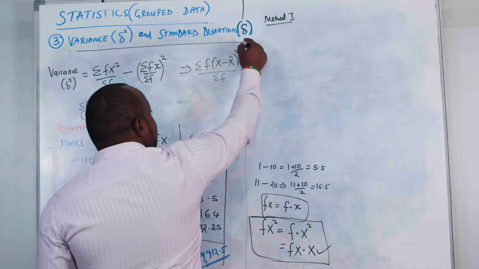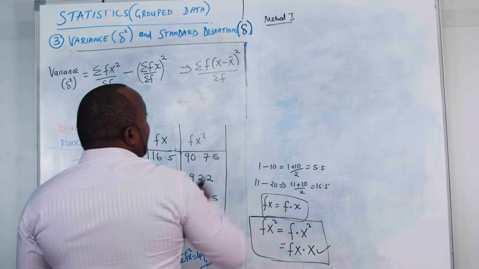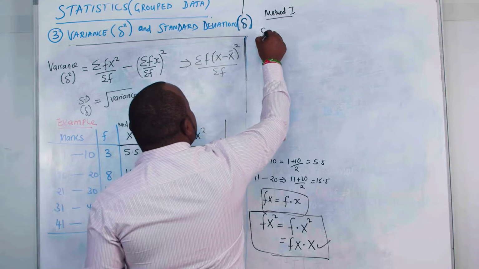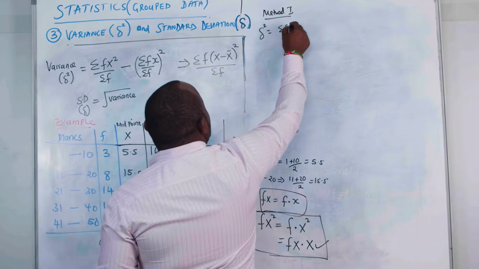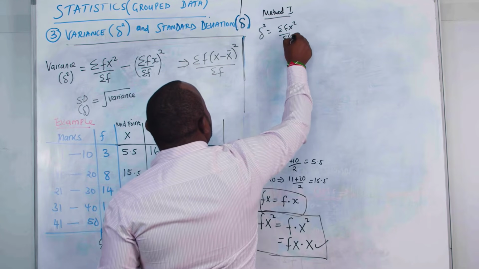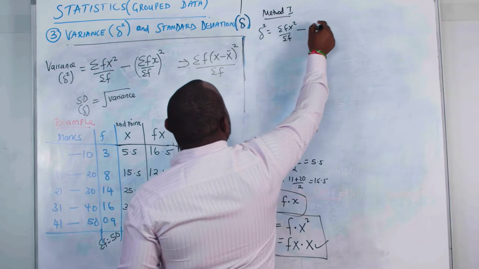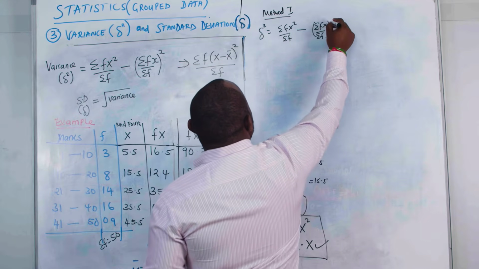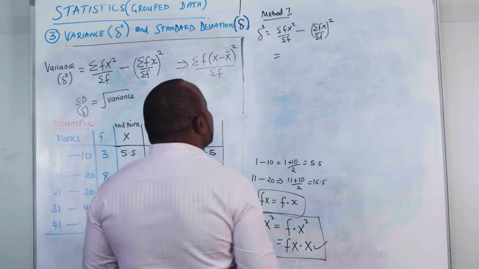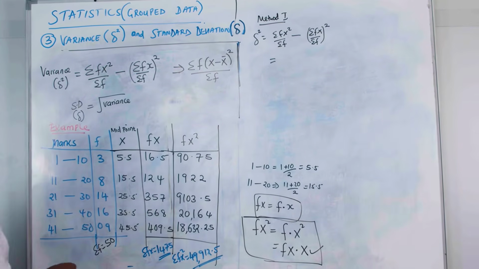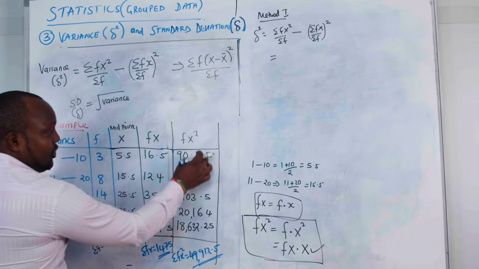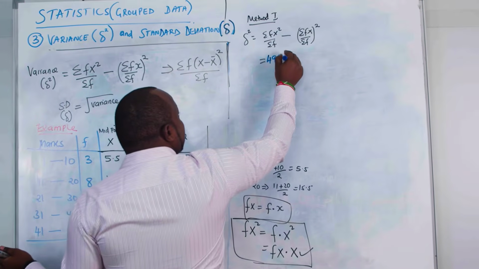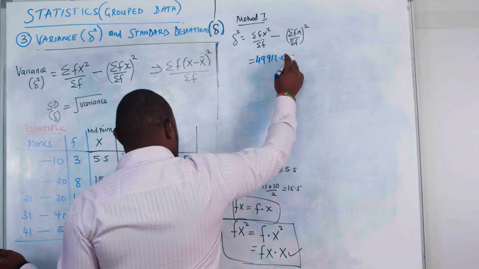We said with method 1 that variance is summation of f of x squared over summation of f, minus summation of fx over summation of f. Everything here will be squared. So I just want to replace the total of f of x squared. The total of this one we had gotten is 49,912.5.